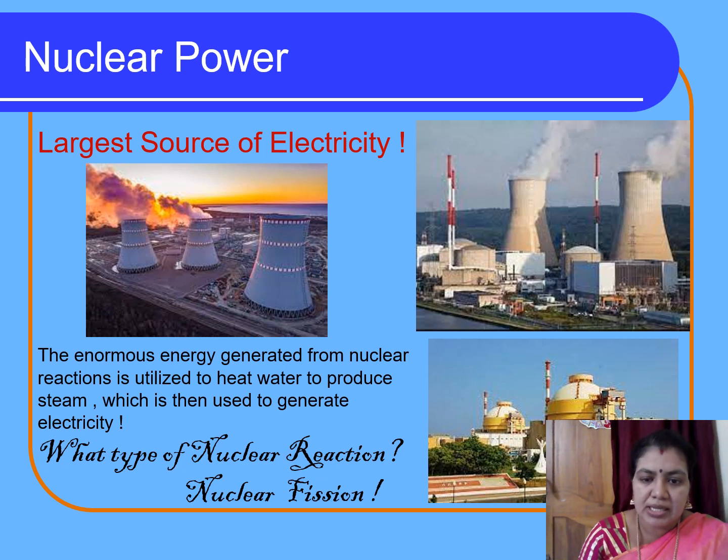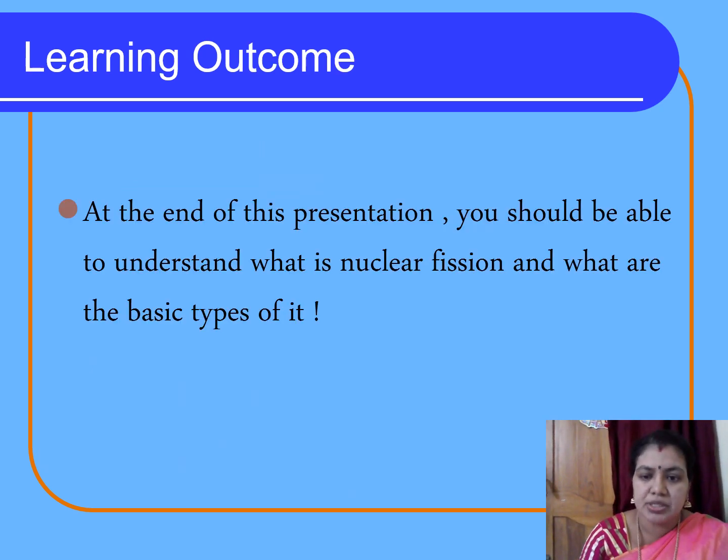So these are the world's largest, Asia's largest reactor, and the third one is the reactor in India. So what type of nuclear reactions occur in nuclear reactors? They are nuclear fission reactions. So at the end of this presentation, you should be able to understand what is nuclear fission and what are the basic types of it. That is the learning outcome expected out of this presentation.